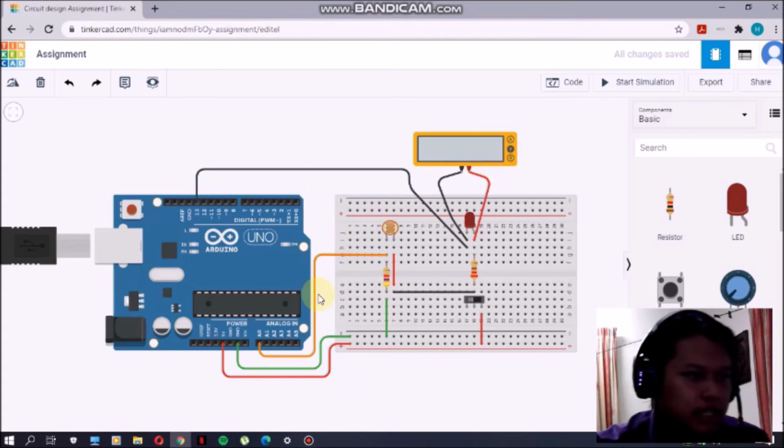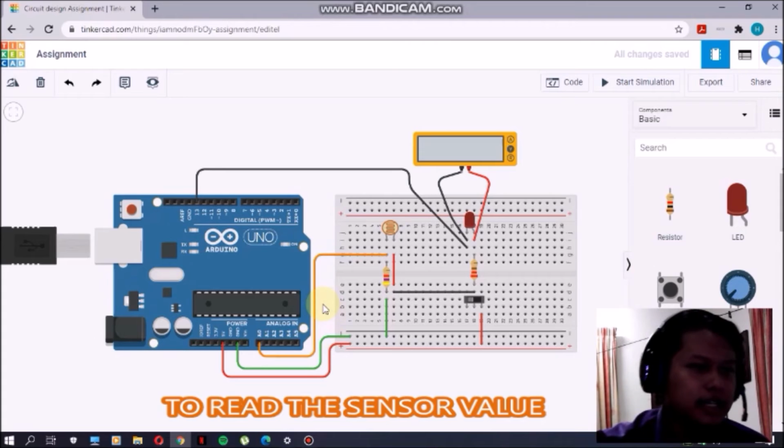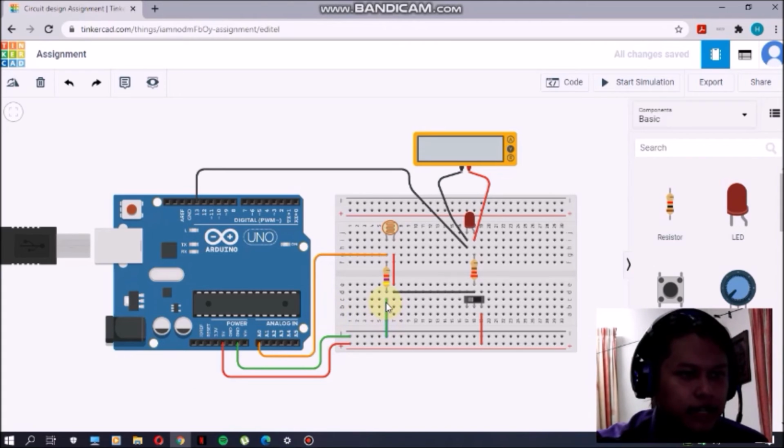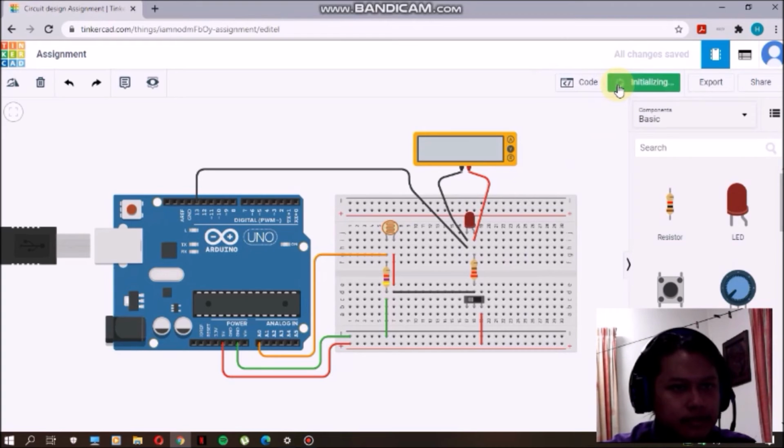We also have a jumper wire that connects the LDR terminal 1 to the analog A0, which will read the signal from the LDR sensor. And lastly, we have a ground connection from the resistor to the GND on the Arduino Uno board. And now I will show you the simulation of the circuit.